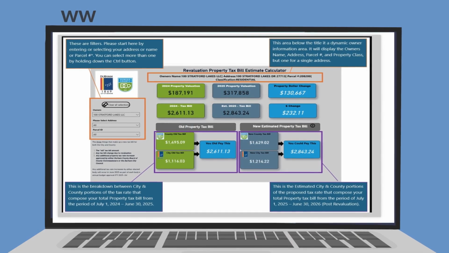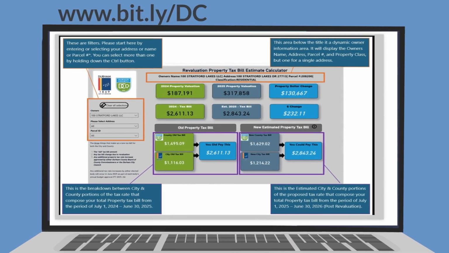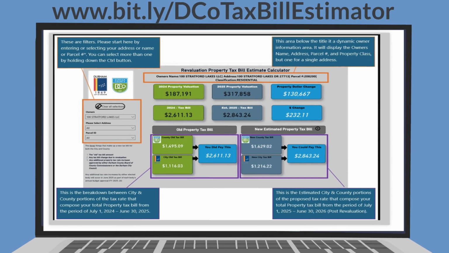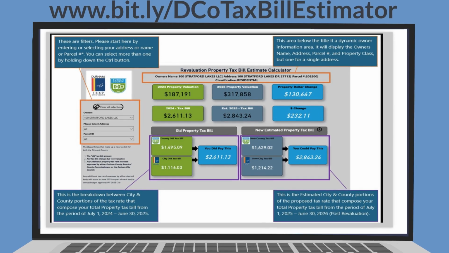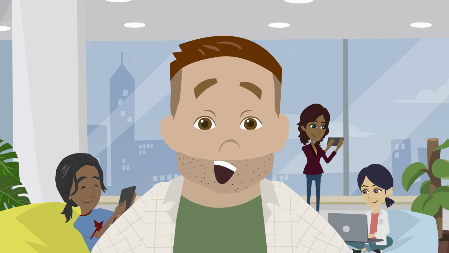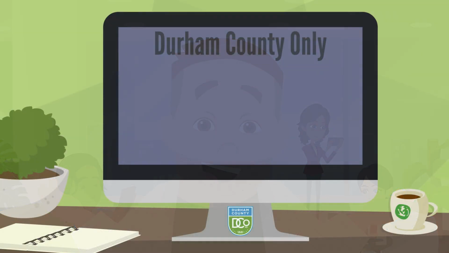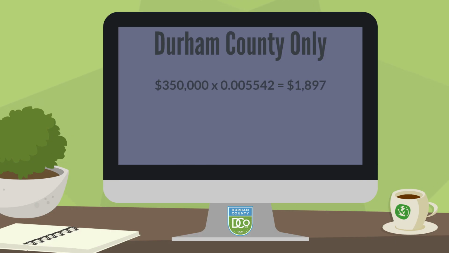Residents may take those numbers and put them into the Durham City County Real Property Tax Reappraisal Bill Estimate Calculator to get an estimate of their bill at bit.ly/DCoTaxBillEstimator. For example, if you are a resident of unincorporated Durham County only with a house valued at $350,000, your estimated bill for 2025 will be $350,000 multiplied by the tax rate for a total of $1,897.